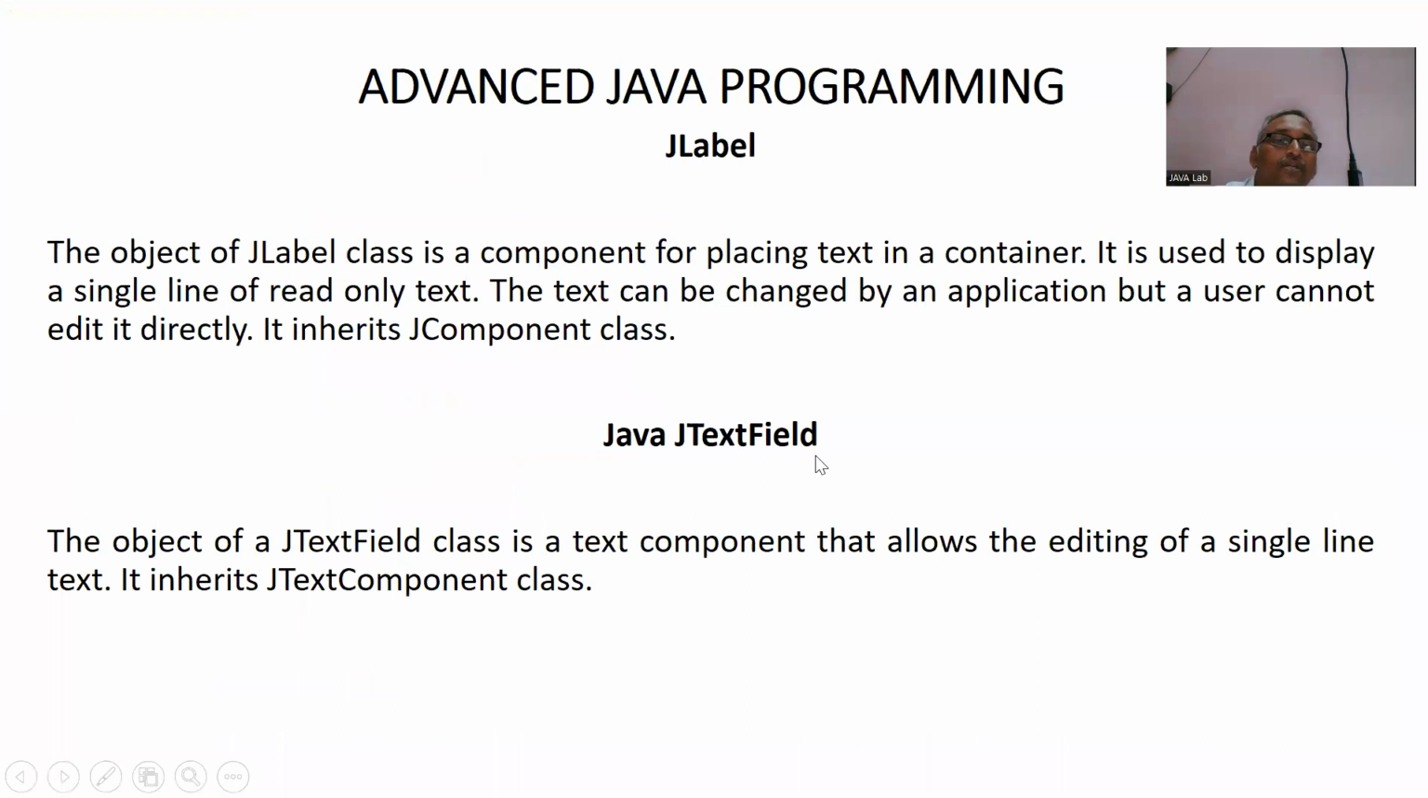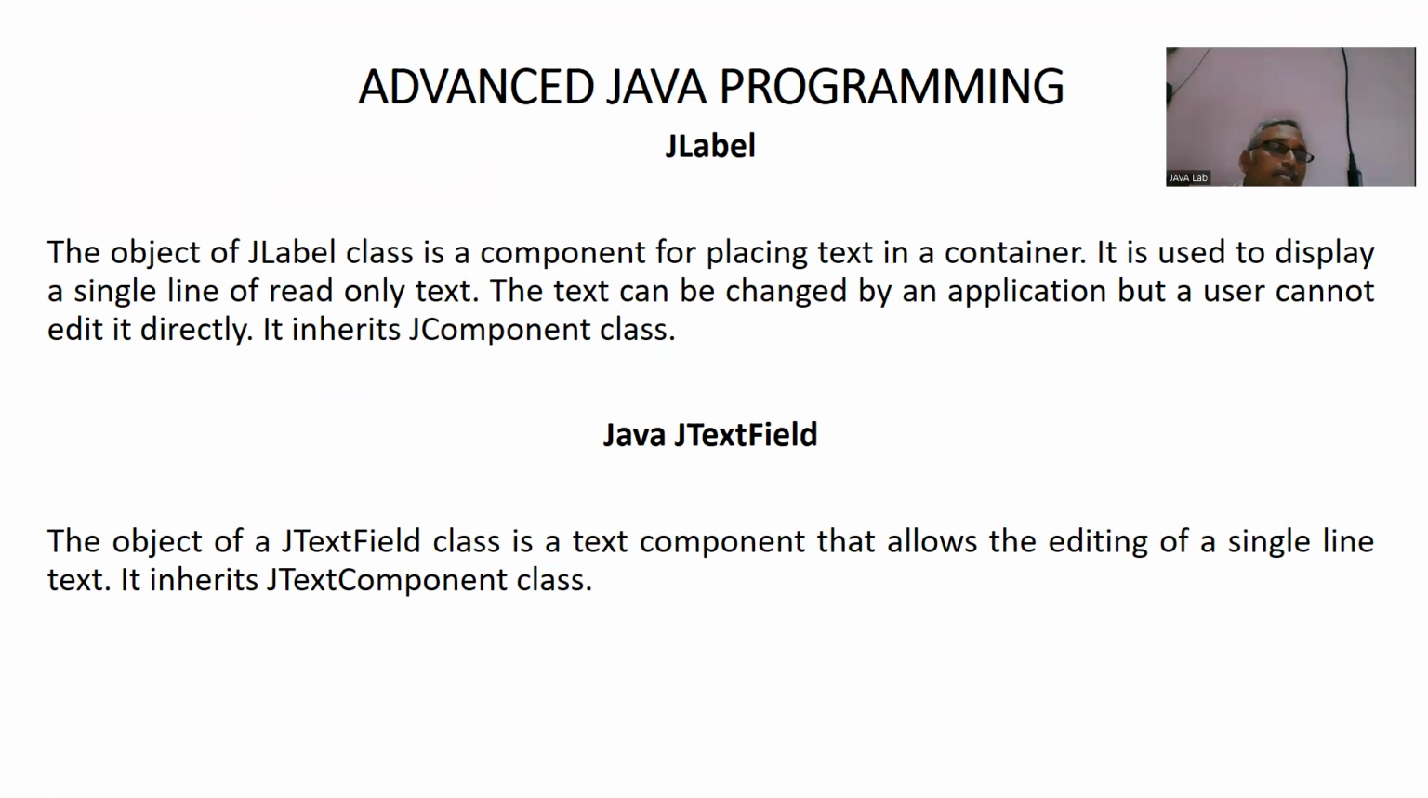Next, Java JTextField. The object of a JTextField class is a text component that allows the editing of a single line of text. It inherits JTextComponent class. JTextField class declaration: public class JTextField extends JTextComponent implements SwingConstants.